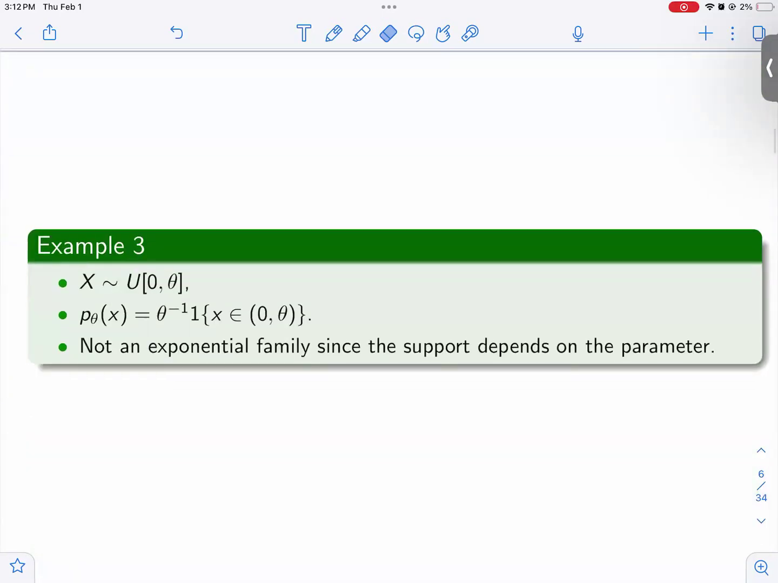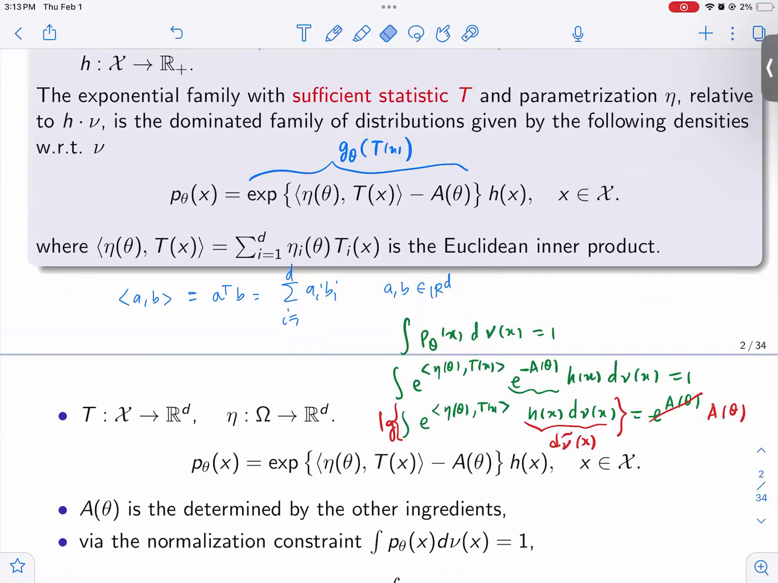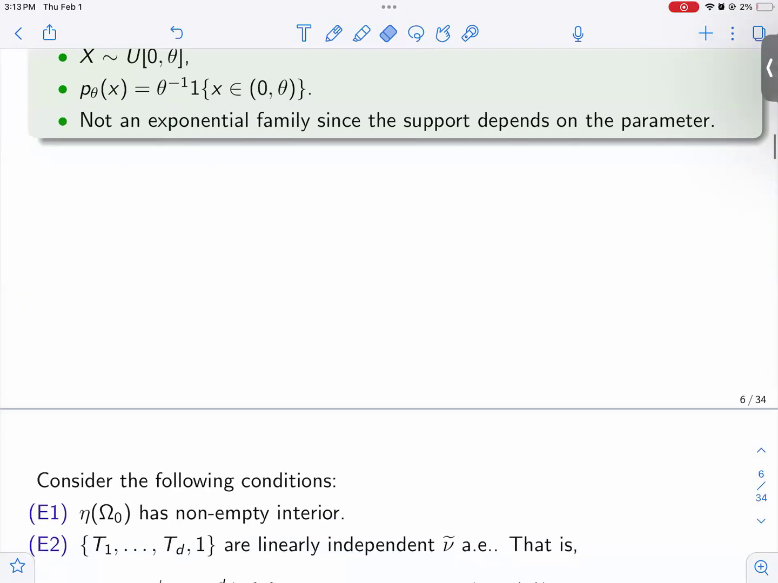Here's a non-example. Uniform 0 to theta, that's one of our classical examples. This is not an exponential family because the support depends on the parameter. A feature of the exponential family idea is that the exponential cannot be 0. So this is all positive. The 0 of this doesn't come from theta. This would force things to be 0, but this is not dependent on theta. So a family whose support is variable cannot be an exponential family. So this is out.